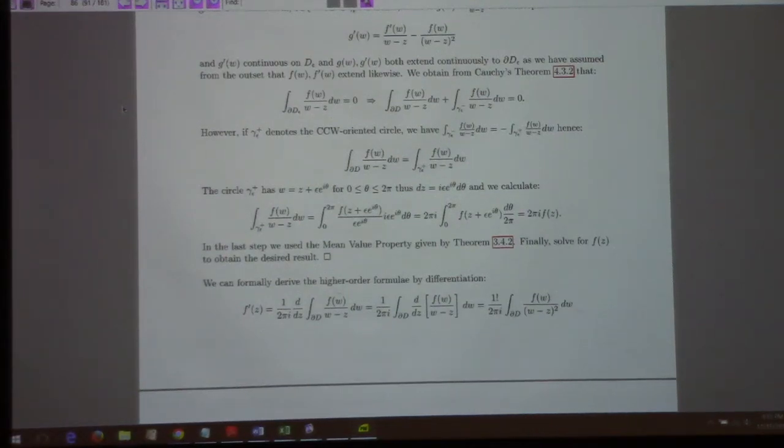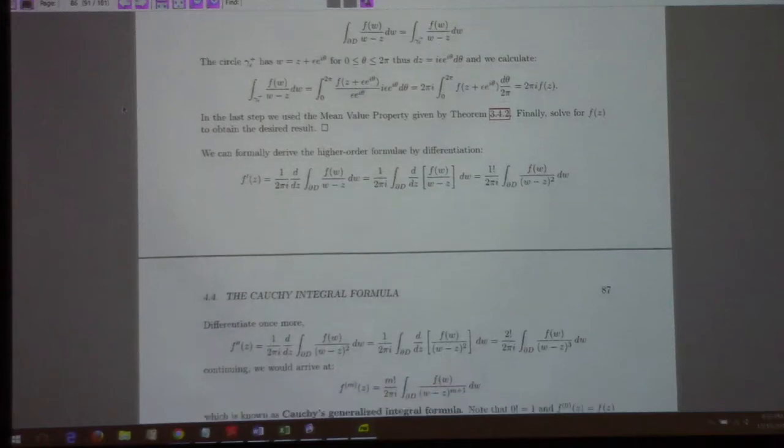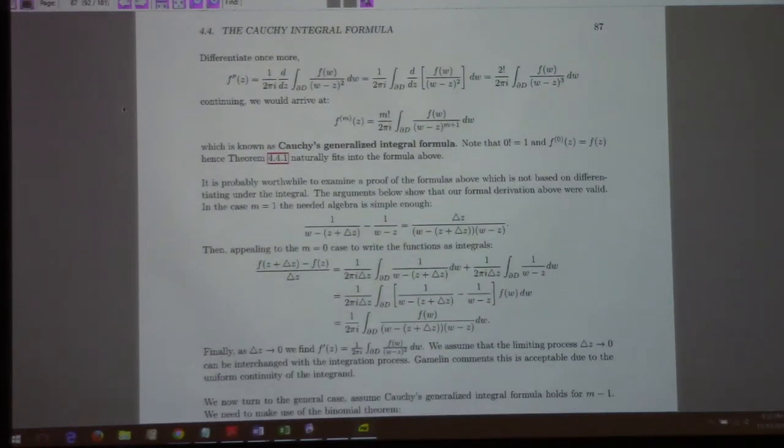And then you can keep doing this, and doing this, and that gives you Cauchy's generalized integral formula, which is really kind of shocking. It says that there's some connection between the m-th derivative of f and integrals of f divided by something which is divergent. It's a very strange formula, really. It says that there's some sort of connection between differentiation and integration that's not present in the real case.